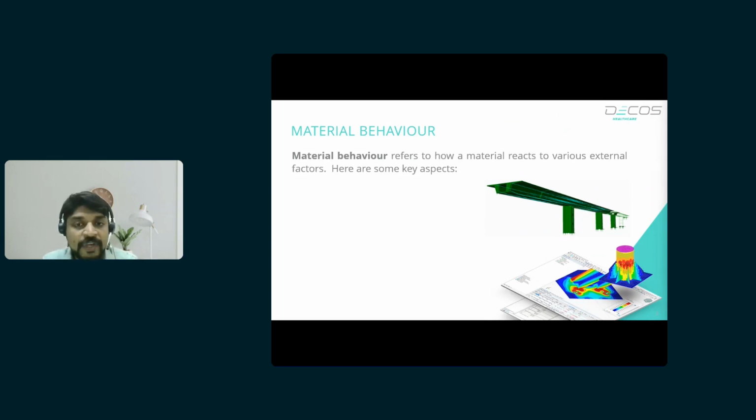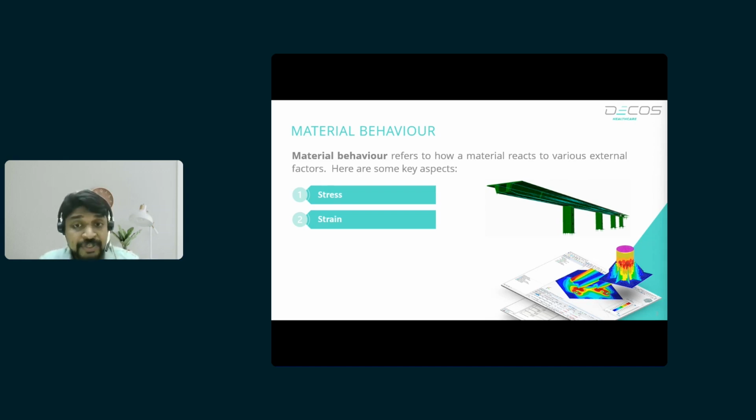Material behavior refers to the way a material responds to various external stimuli such as stress, strain, temperature, and time. Stress is the internal force acting on a unit area within a material. It can be caused by tension, compression, shear, or even by bending.